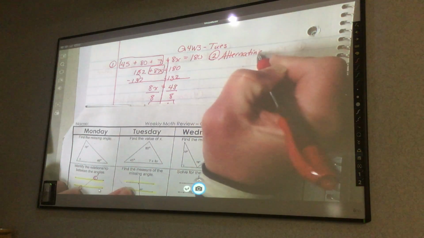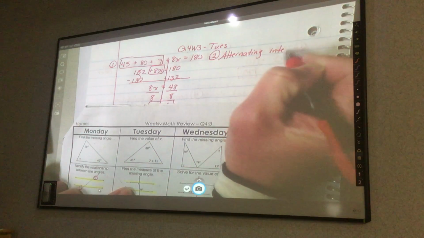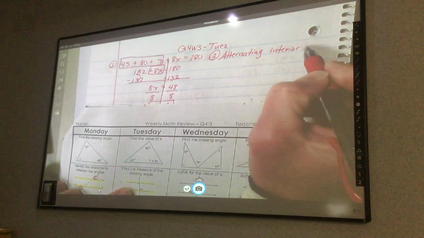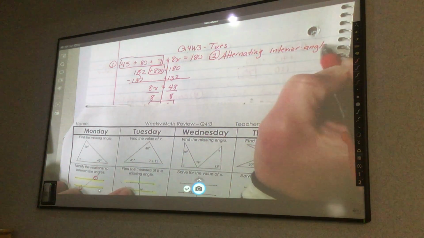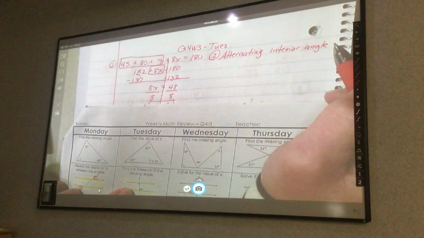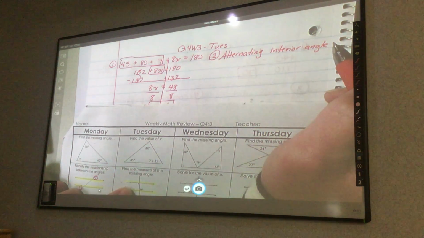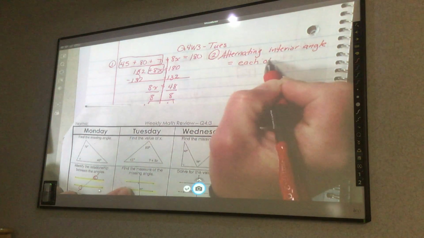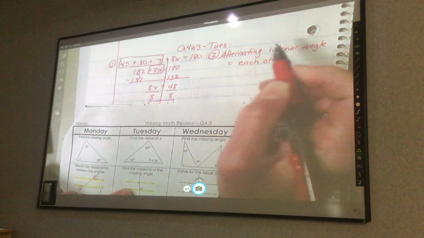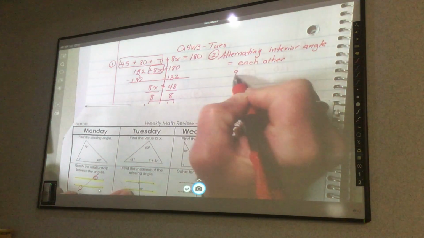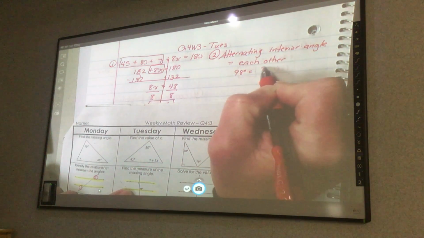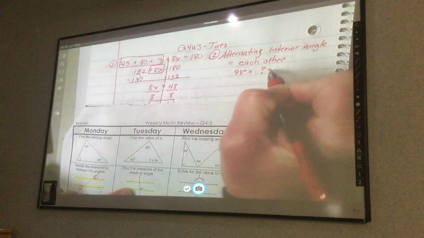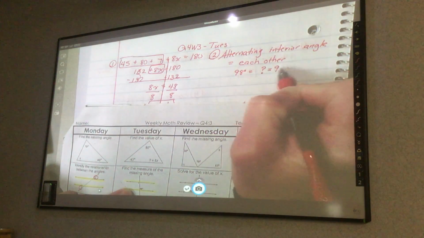Alternating interior angles. And what's important about alternating interior angles? Right, equal each other. I want you to make sure you're writing that down. So if the one is 98 degrees, my question mark is also what? 98 degrees.